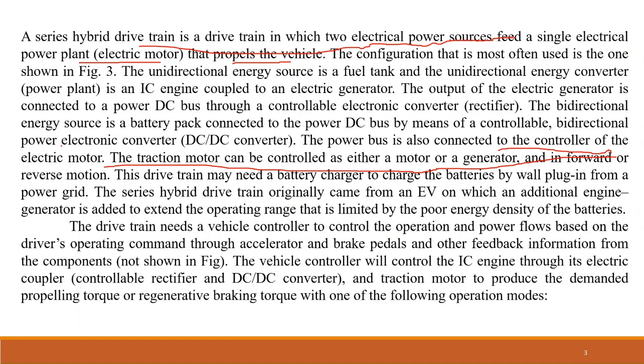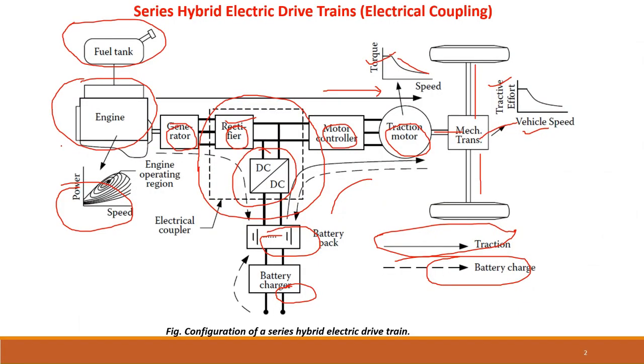Also, the drivetrain will obviously need a vehicle controller to control the operation and the power flows based on the driver's command through the accelerator and the brake pedals, and several other feedback information is also needed. So those things are actually not explicitly shown in this block diagram because it increases the complexity of the system.